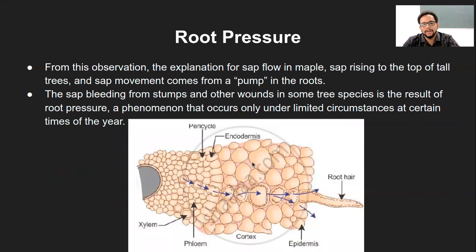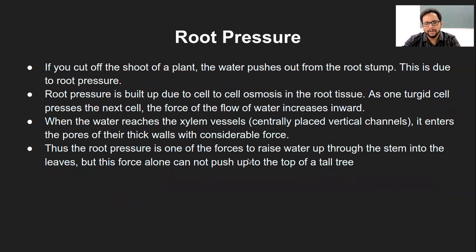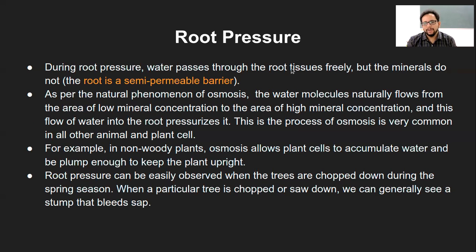Okay, let me just finish this root pressure. Now, during root pressure, the water will pass through the root tissues freely. Obviously, there is a cell wall and the cell membrane. The cell wall is freely permeable, but the cell membrane is semi-permeable. Water can pass through these layers of the root hair cells, but minerals cannot, because the root hair cell membrane is a semi-permeable barrier.